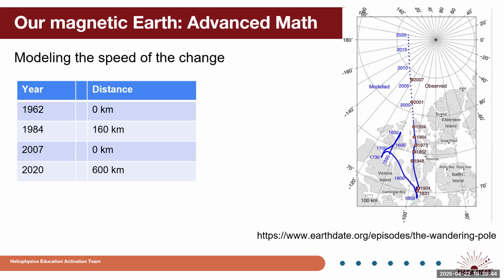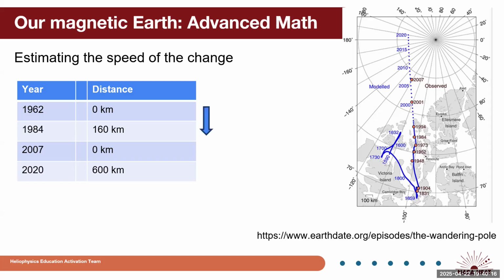1984, if you follow the blue line, has moved 160 kilometers away from its 1962 position. So that's entered in that third column. And then we're going to look at another segment between 2007 and 2020 and do the same thing. In 2007, we're going to call that 0. And in 2020, the pole has moved about 600 kilometers away from its 2007 position.